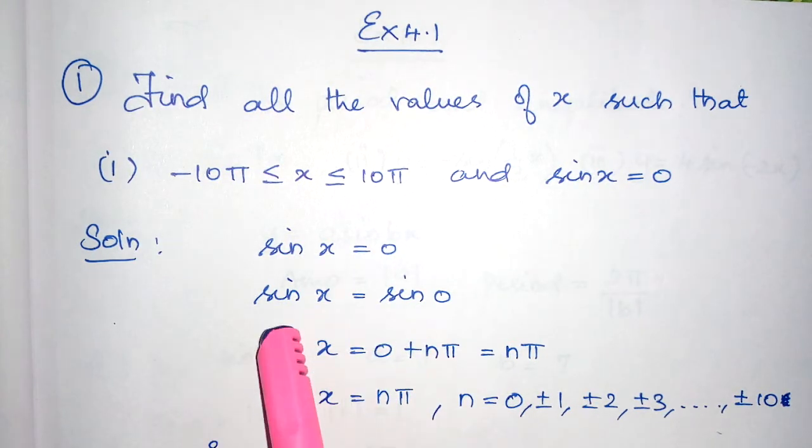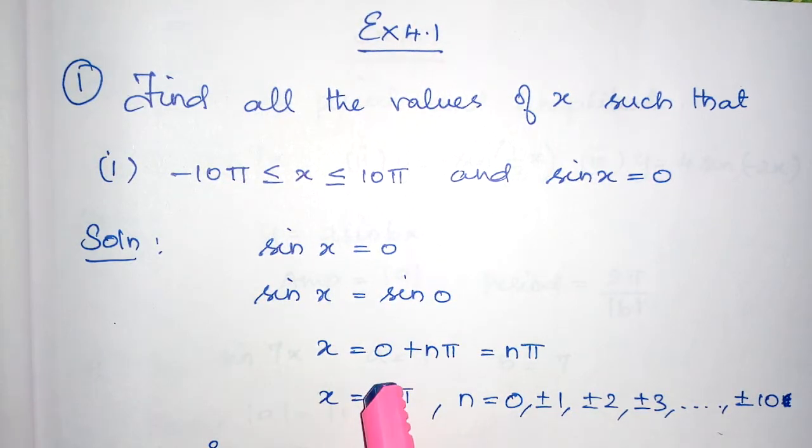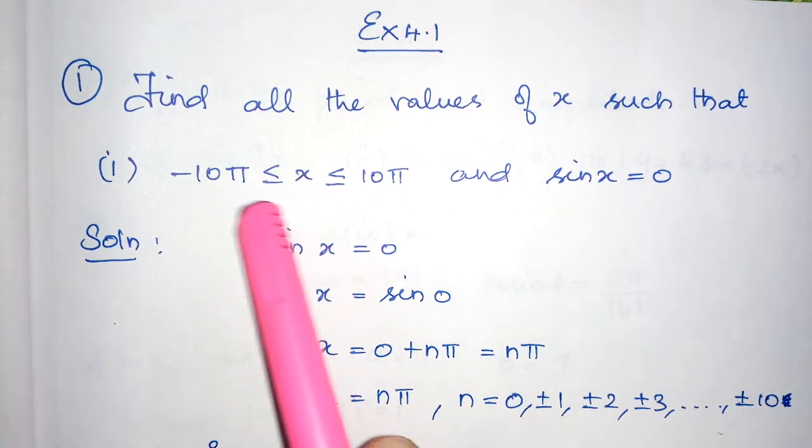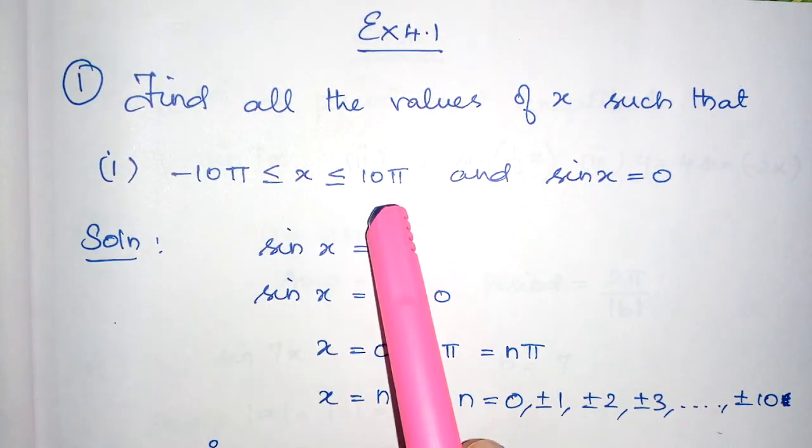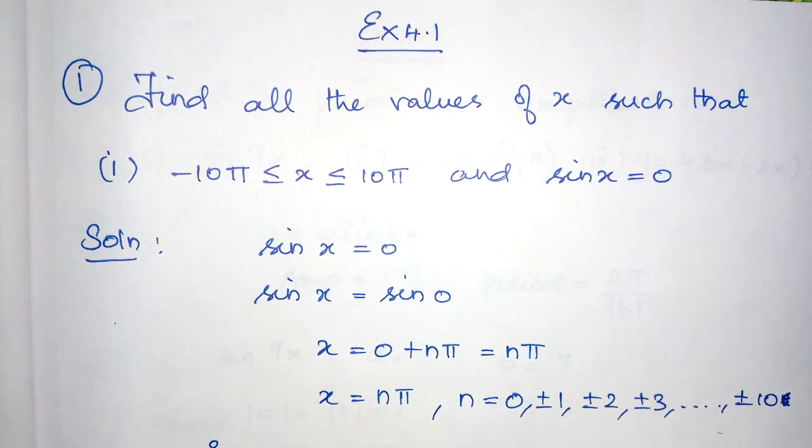Okay. So sin x is equal to sin 0. Now x is equal to 0. Okay. So x is equal to 0. It is in the principal domain. We have to find for minus 10 pi to 10 pi, the closed interval. Right. So we have to make a general solution.